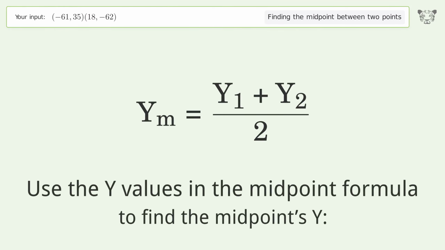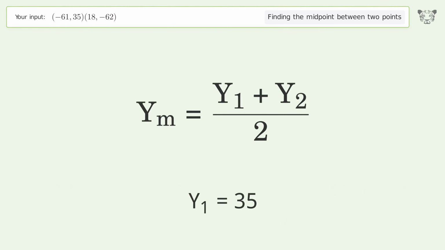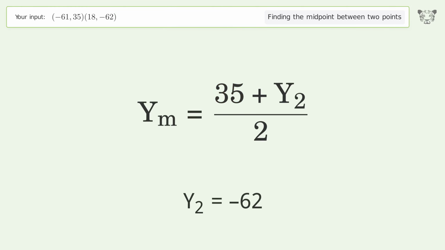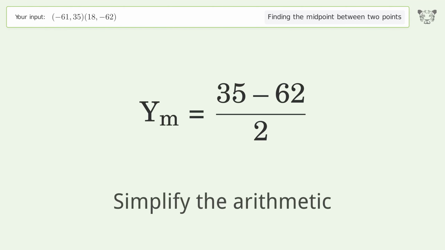Use the y values in the midpoint formula to find the midpoint's y. y1 equals 35. y2 equals negative 62. Simplify the arithmetic.